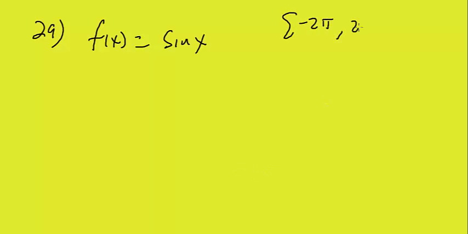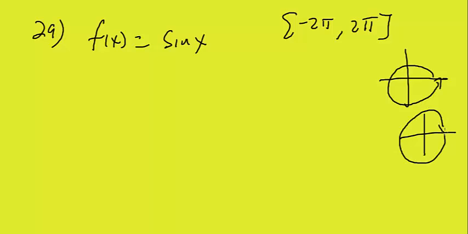But 29. Here we go. f of x is equal to sin of x. They want me to find all the horizontal tangents between negative 2 pi and 2 pi. What does that mean? It means they want you to go around the circle once this way, and they want you to go around the circle once that way. That's my domain.